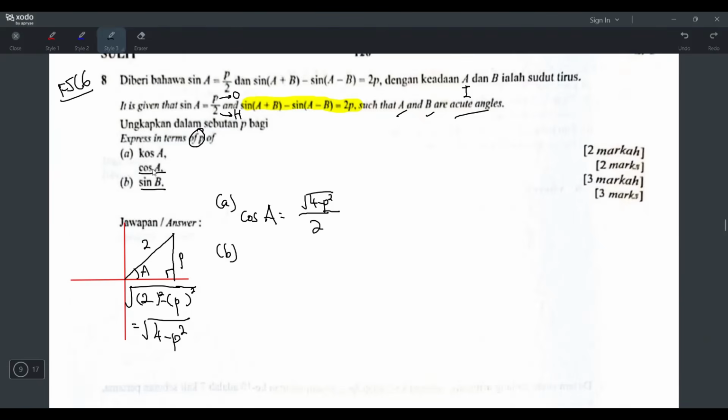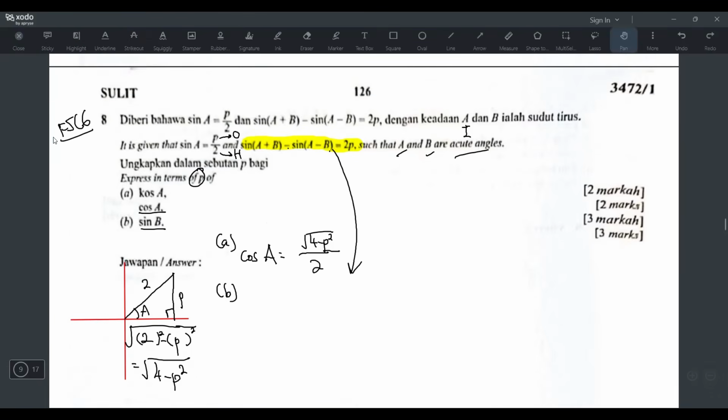For B, they want to find sine B. Let me tell you, you cannot use the diagram you drew to do this, because this is sine B and the angle is B. This one is angle A. So it's not the same. So I'm sure I need to use this information. I'm going to write down this information, and I will use the addition angle.